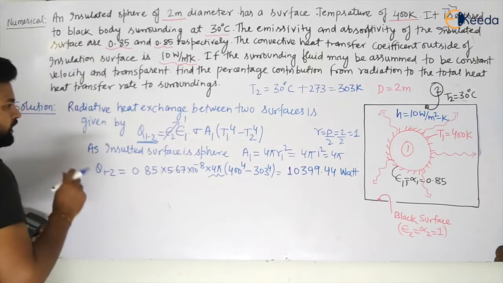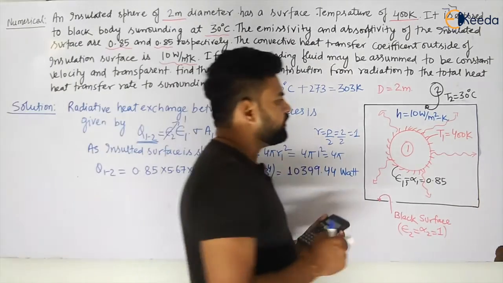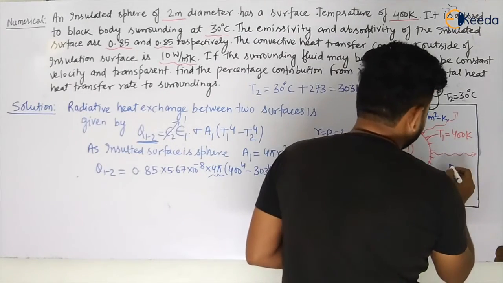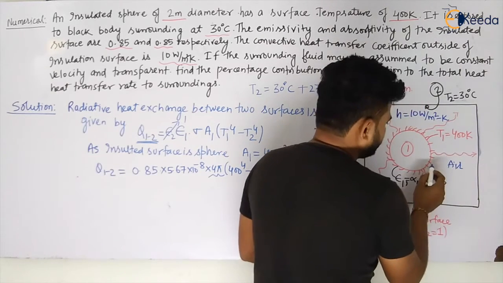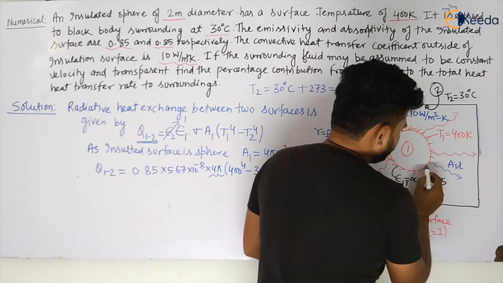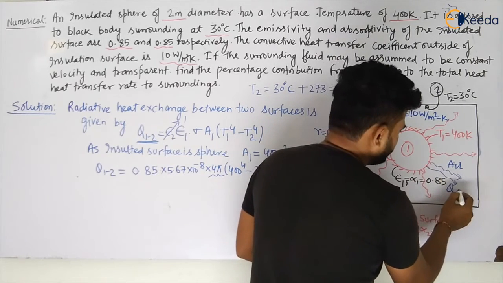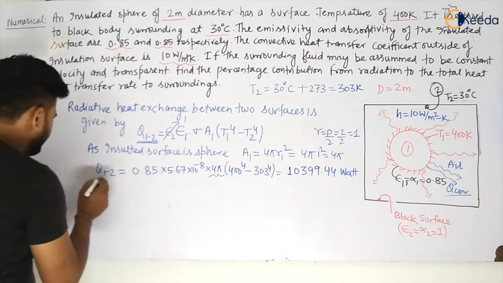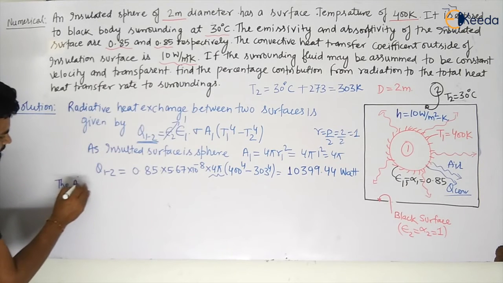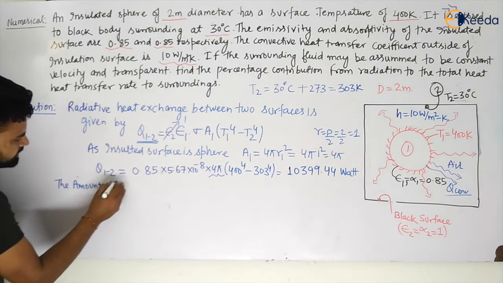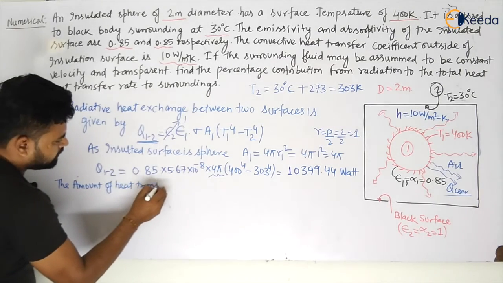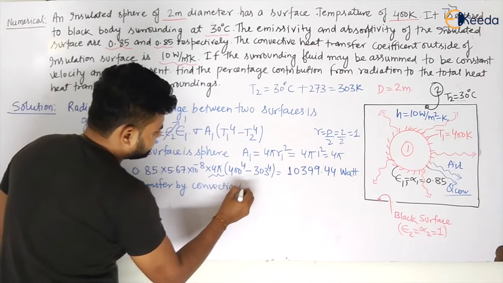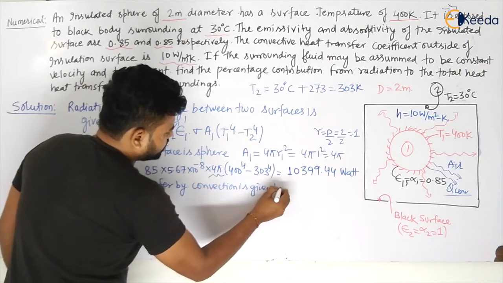Now, will there be any conduction? No. As there is outside air, my dear students, there will be some heat transfer by convection. There will be some heat transfer by convection to the surrounding, that is Q convection. Can I calculate this amount of heat transfer? Yes. The amount of heat transfer by convection is given by how much, my dear students?